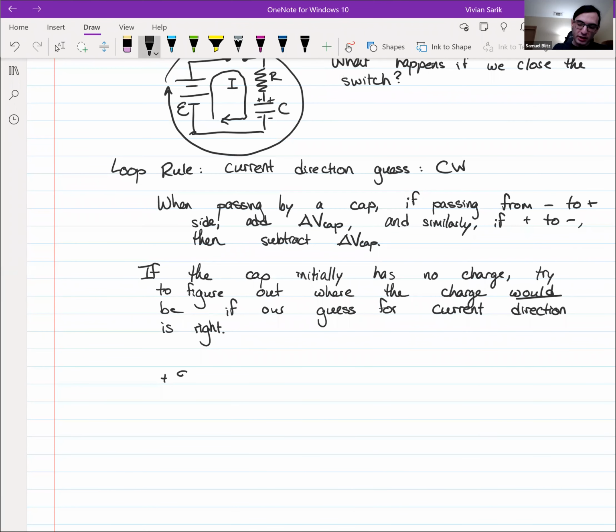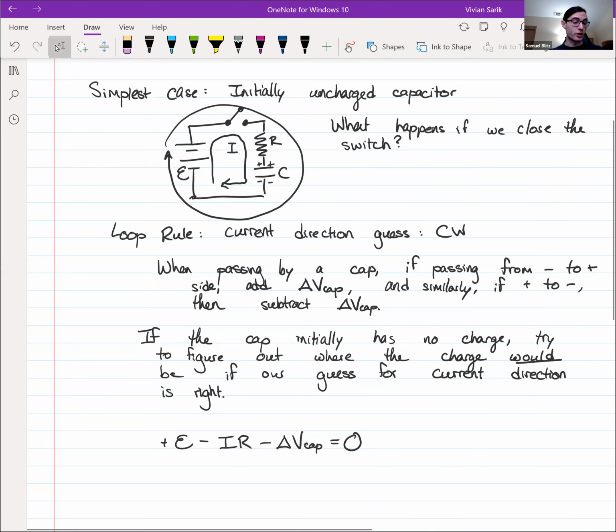So the first term would be, oh, let me label the battery with an EMF. So we have plus E, because we're going from negative to positive for the battery. Then we are going in the direction of current across the resistor, so it's minus I times R. And then we are going from positive to negative for the capacitor, so it's minus delta V cap. And that's all equal to 0. So that's the loop rule for this particular circuit.